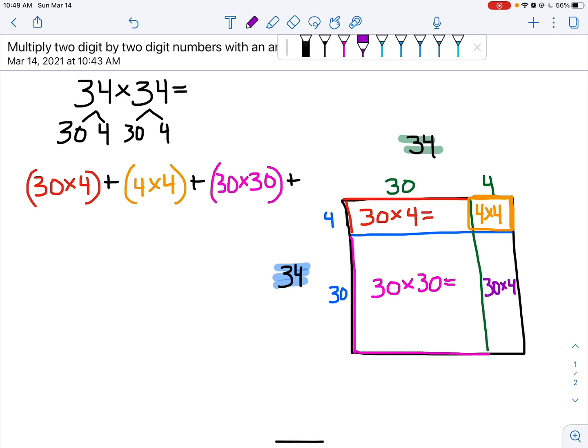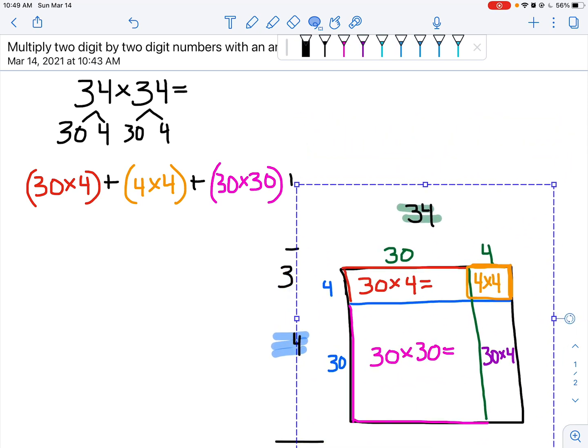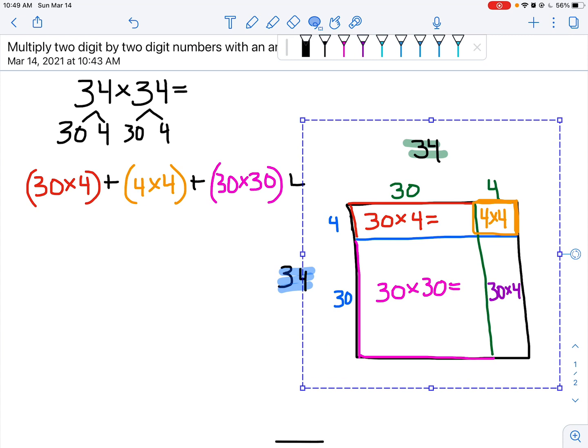And you'll notice because I was doing doubles here, 34 times 34, we have a lot of the same fact, right? It looks like I'm going to have to move this again, guys. Sorry.